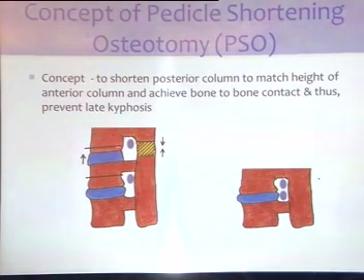So here what I have done is removed the disc, the lower end plate and the upper half of the infravertebral body so as to get a bone-to-bone contact onto the vertebral for the next. So this is a kind of a modification of a PSO, not an exact PSO.